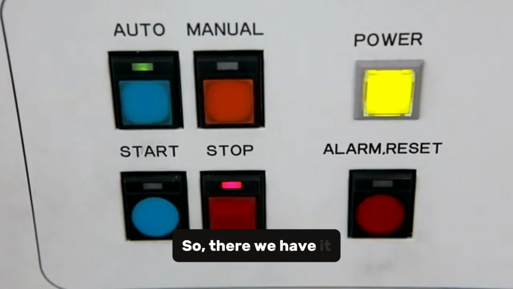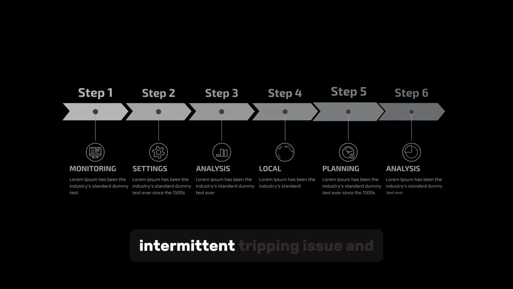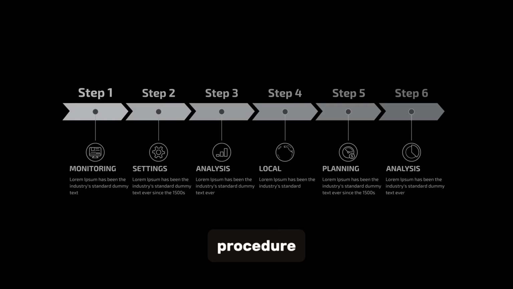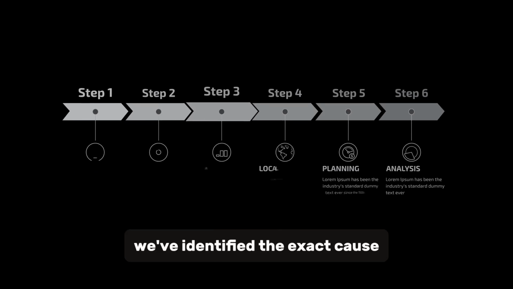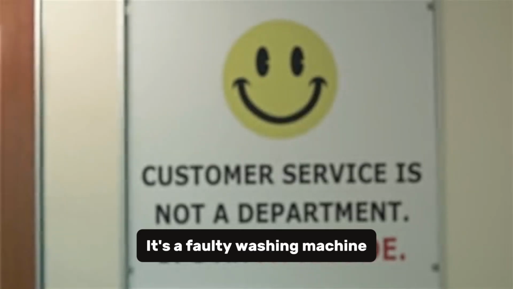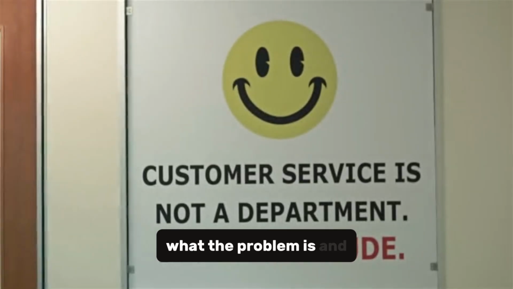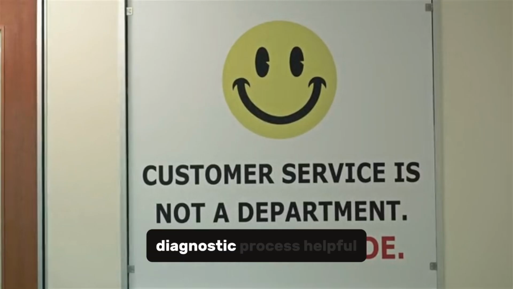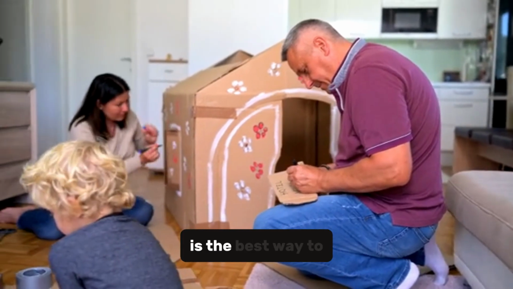So, there we have it. We started with a random intermittent tripping issue, and by following a logical and safe procedure, we've identified the exact cause. It's a faulty washing machine. Customer now knows what the problem is and can get it sorted safely. I hope you found this real-world diagnostic process helpful. Seeing how these issues are tackled in practice is the best way to learn.